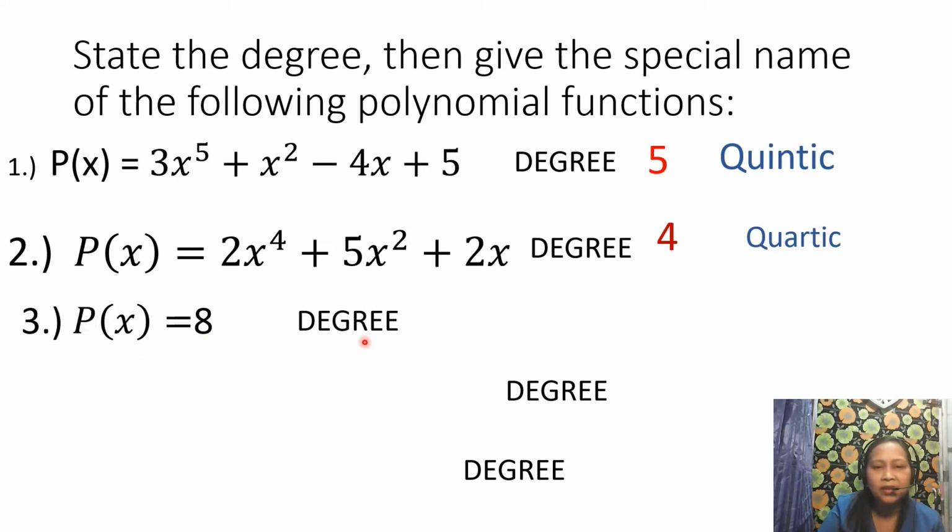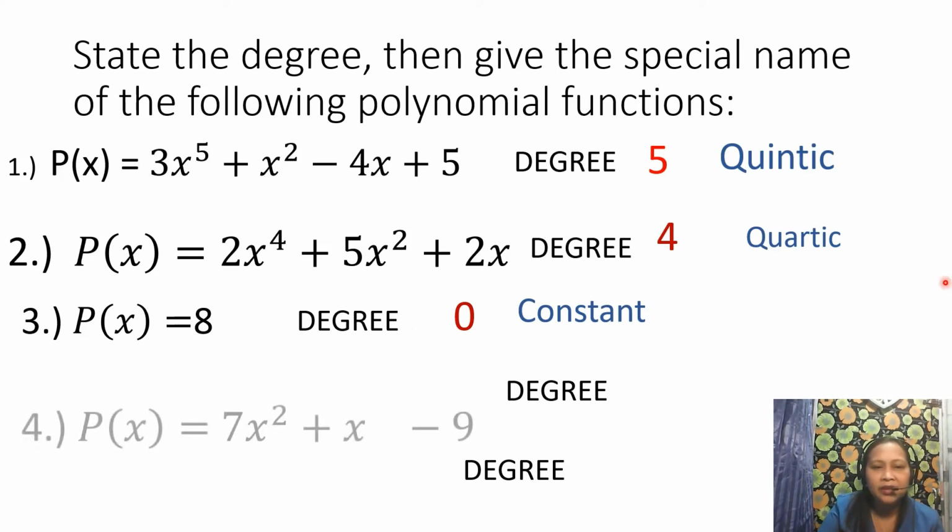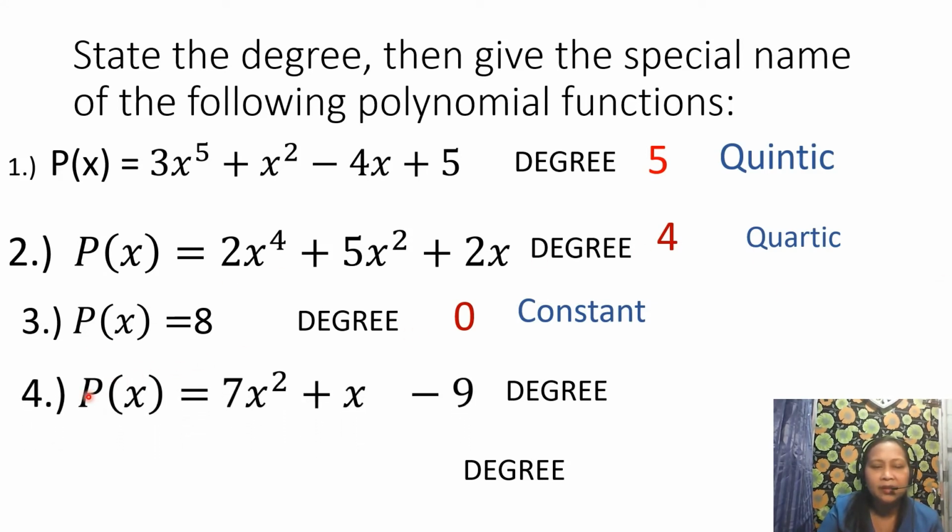The third example is P of x is equal to 8. What is the degree? Since 8 is constant, therefore the degree is 0. And what is the special name? Constant. Okay. Number 4, P of x is equal to 7x squared plus x minus 9.